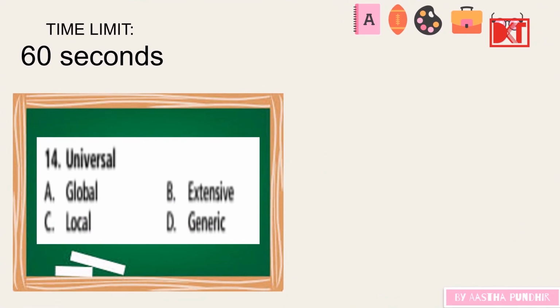Okay, next up we have universal. The options are global, extensive, local and generic. Pretty easy. Universal, something that is spread all over. So the antonym would be local, something that has a limited scope. The other words here like global, extensive, generic, something that is spread afar. Okay, these would be synonyms, whereas local is an antonym.